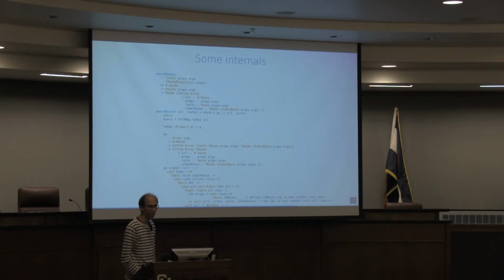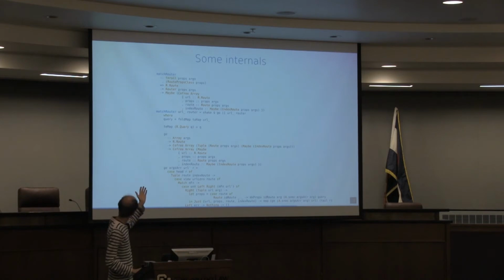Now, some internals. The main thing in the router is how you want to match the routes, and it takes a route, which is basically a parsed URL into sections, and a router, and it gives back maybe a Cofree array with information about the route: what's the URL, what are the properties, what's the route, which says which class we want to have at this position, and what's the index.